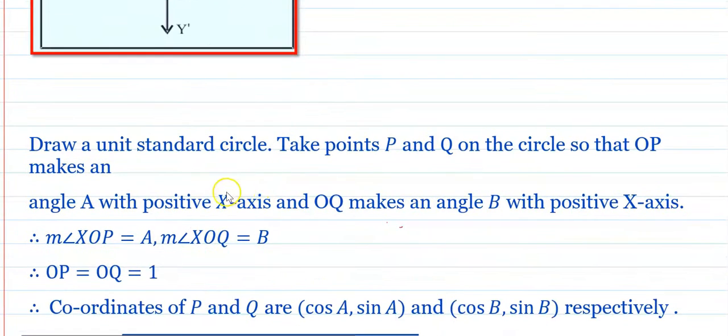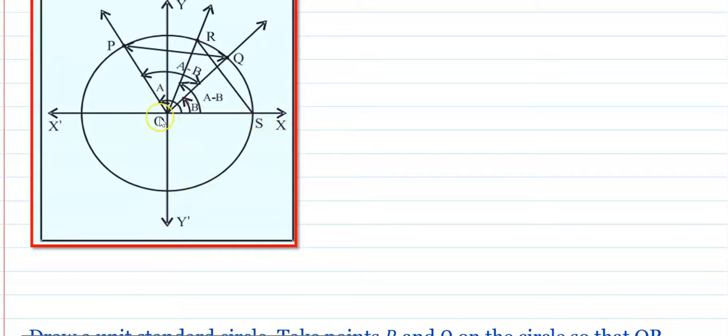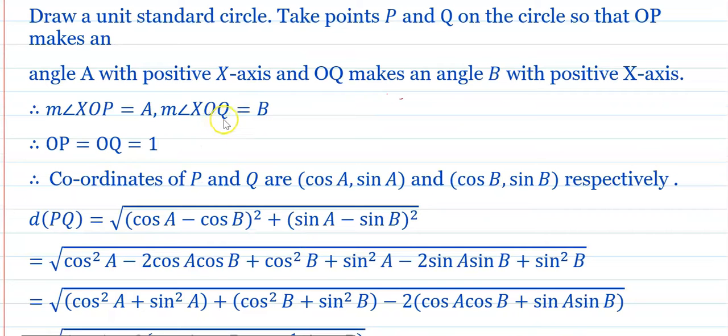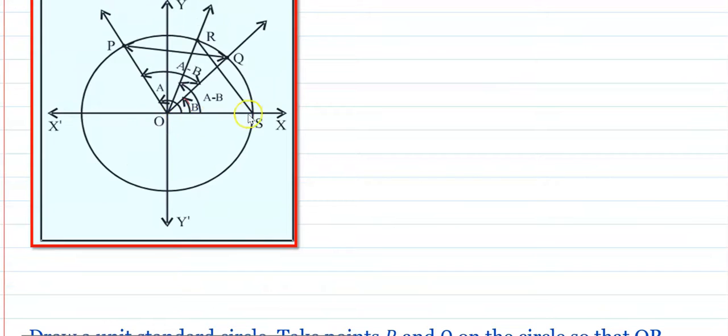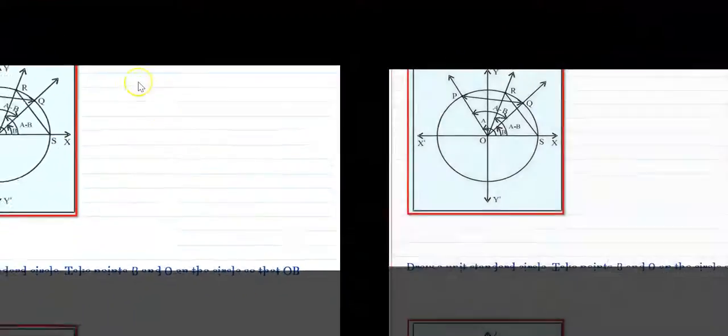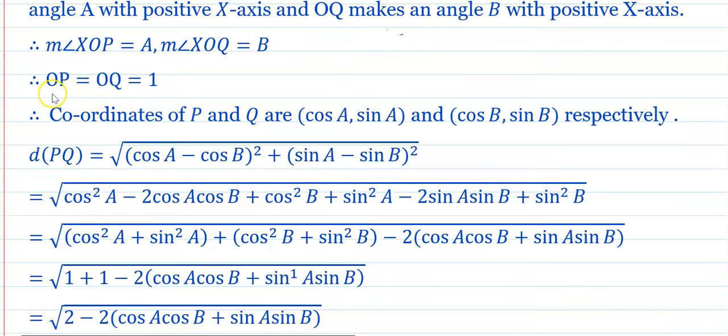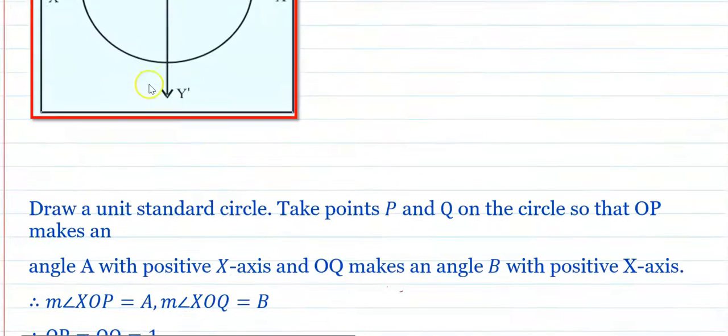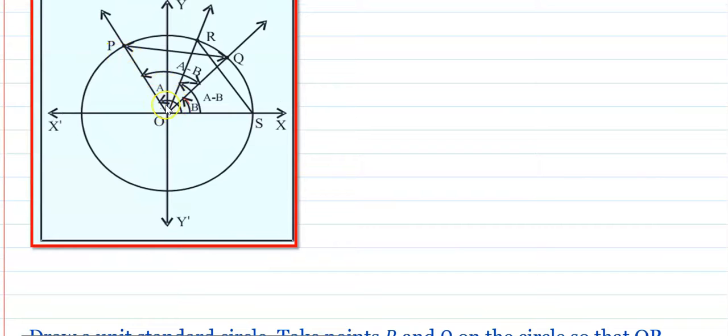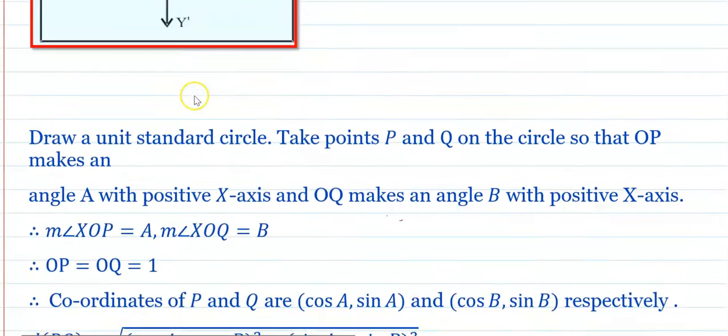Now the next. Measure of angle XOP is equal to A. Measure of angle XOQ is equal to B. This is the measure of angle XOP, that is A. And हा किती आहे तर B आहे. Next, it is a unit circle. Therefore, OP is equal to OQ. Distance of OP and OQ, it's a unit circle and its length is 1.